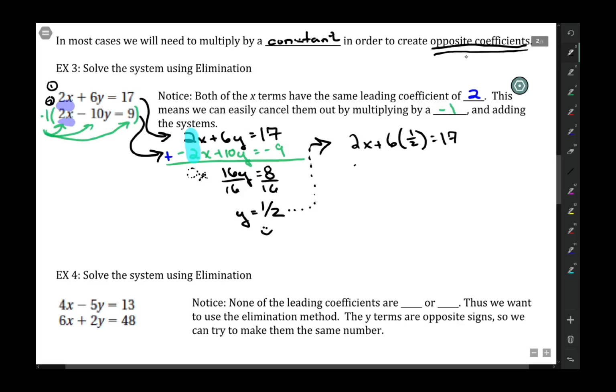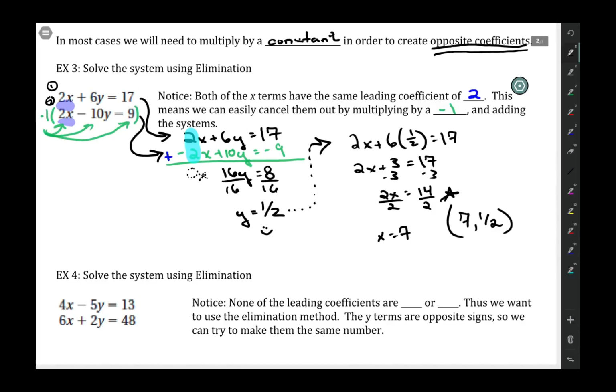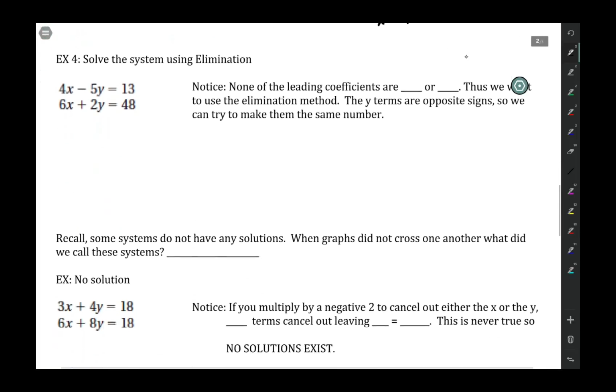Be careful, most of the time it's simple algebraic mistakes that lead you off. I am certainly guilty of many of them myself. And x equals 7. Properly written as a solution, (7, 1/2). Okay, so that's the basic elimination. It does get a little bit more difficult.